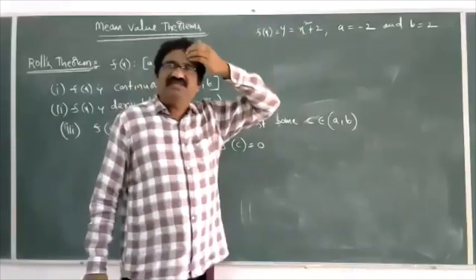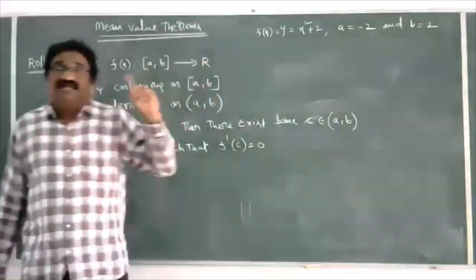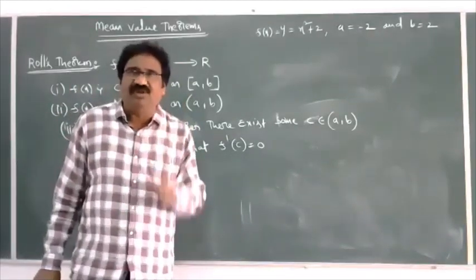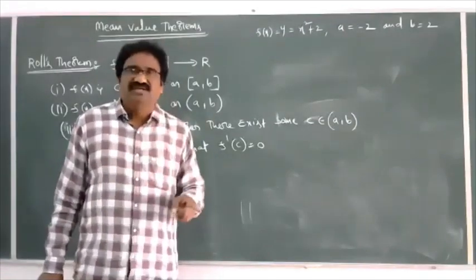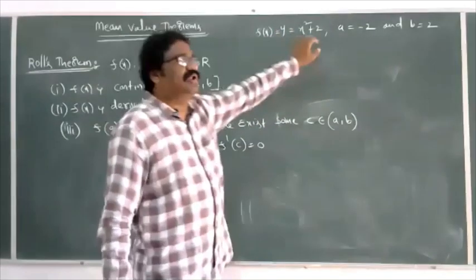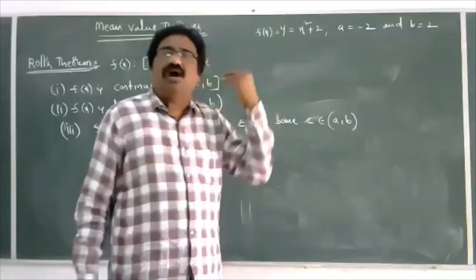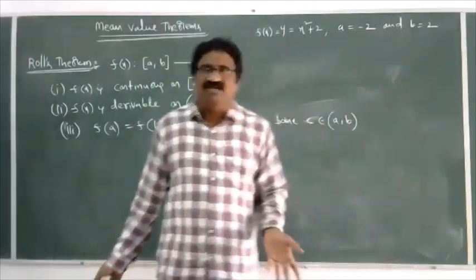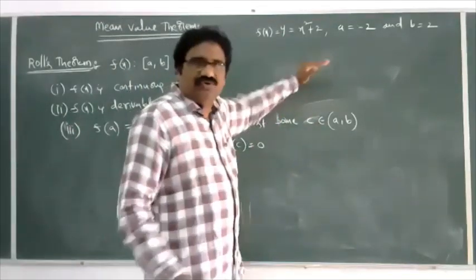First, verify that the given function is a polynomial function. I said in the first class, every polynomial function is continuous and every polynomial function is differentiable. That's why this is a polynomial function, so it is continuous and differentiable on all real numbers. All real numbers means minus 2 and plus 2 are real numbers. In the closed interval minus 2 comma 2, it is continuous.